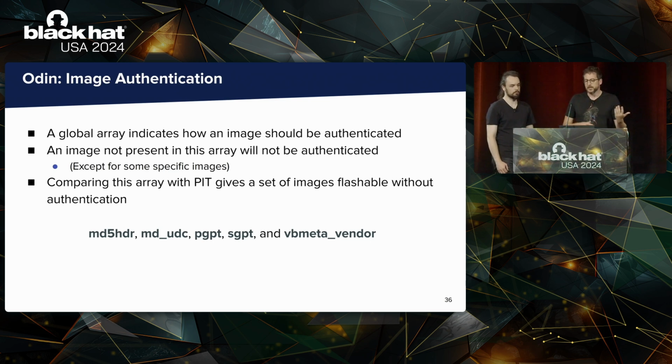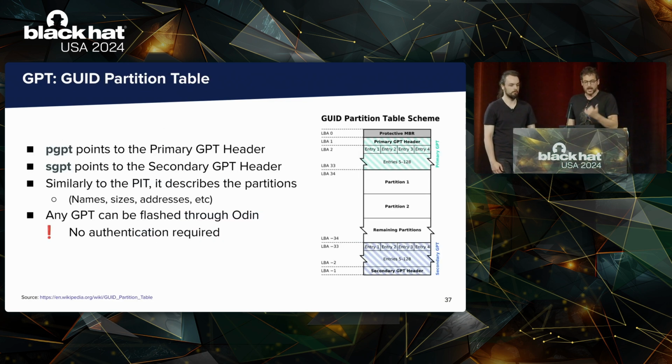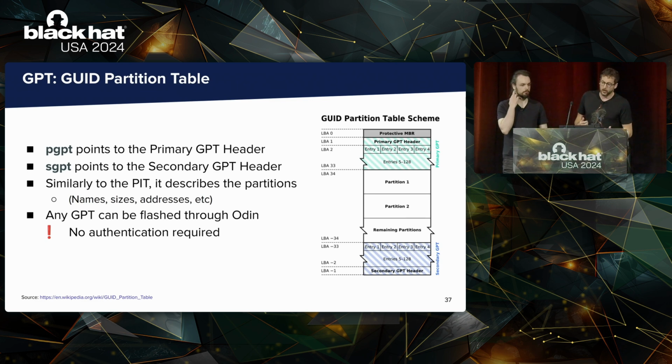So if we compare the PIT and this global array, we get a list of partitions that can be flashed without authentication. And this is the list you see here. The first thing we can say is that param is not part of the images we can flash because it is actually authenticated. But there are other interesting partitions that we can play with. It's the case of PGPT and SGPT. They both point to the header of the GPT, the GUID partition table. And this GPT is similar to the PIT in the sense that it describes the partitions. So we have quite an interesting primitive here. Without authentication, through the USB cable, we can reshape the partition table of this device.